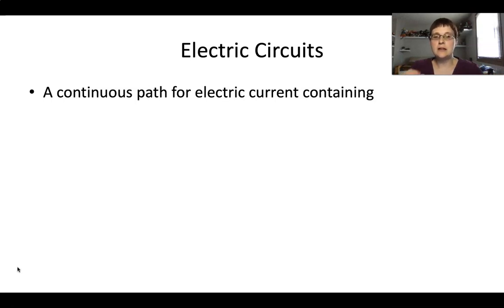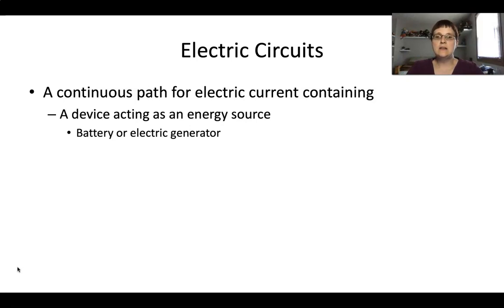An electric circuit is this path for the electric current, but it has to contain some specific things at a minimum. It has to have a device acting as an energy or a voltage source. This is generally either going to be a battery or some sort of electric generator. For example, the plugs in your home are connected distantly to electric generators that are pretty far away, bringing that electricity to your home.